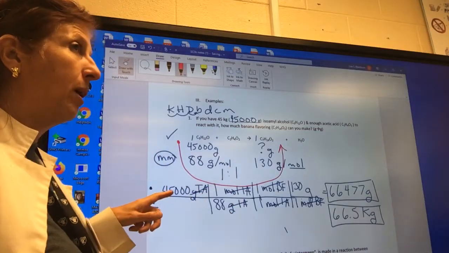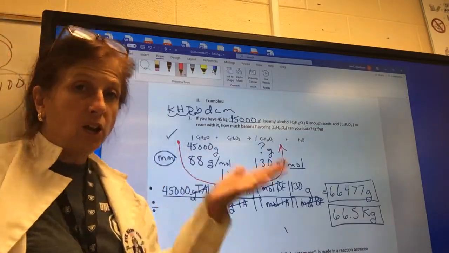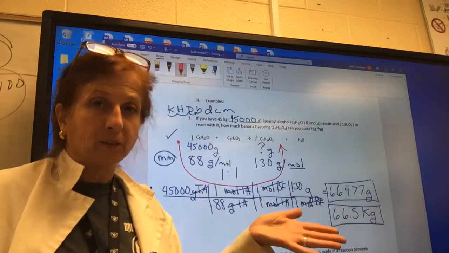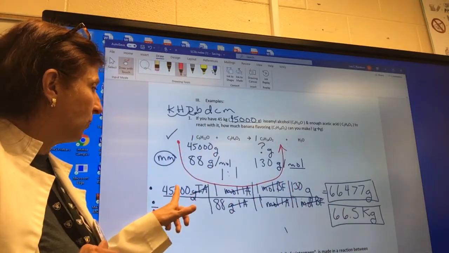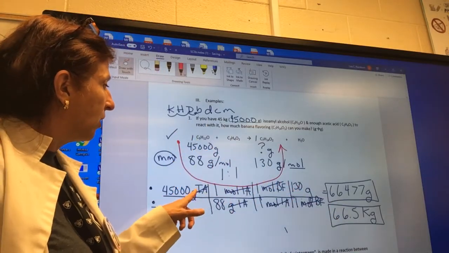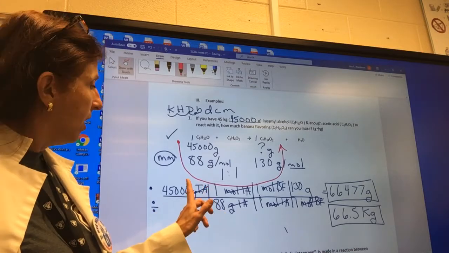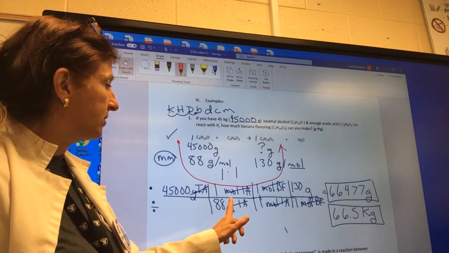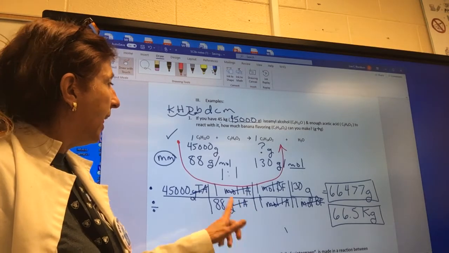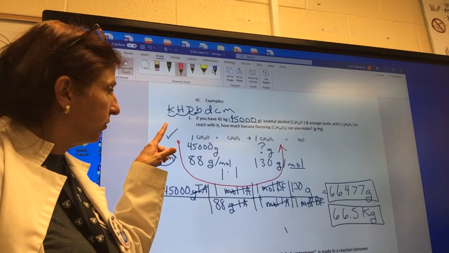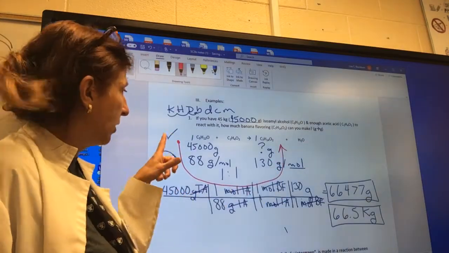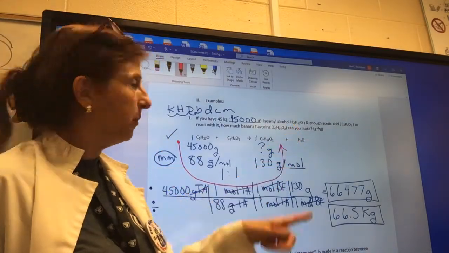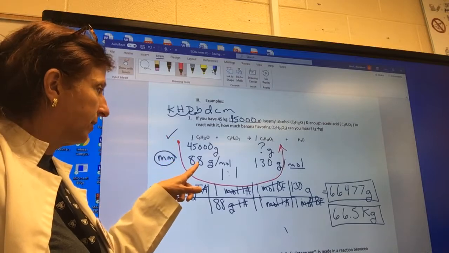Now we set up our problem. We start with what we know. That's what I always tell the kids. What do you know? Okay, and that's 45,000 grams with the units. Grams of isoamyl alcohol. The unit that is here goes down here. So this is grams isoamyl alcohol. And the number that goes with grams, you follow this U around from what you know to what you don't know.